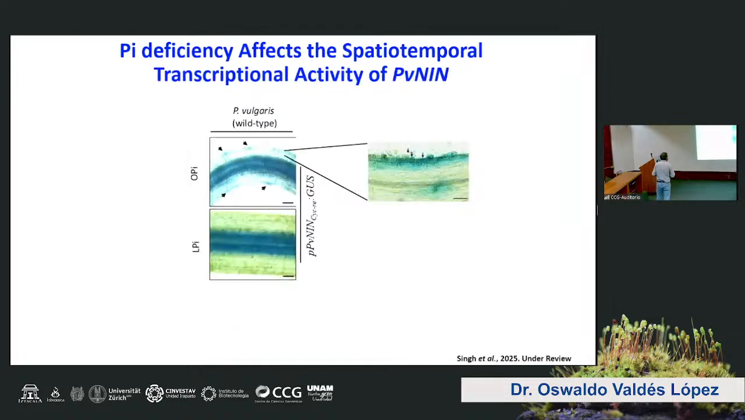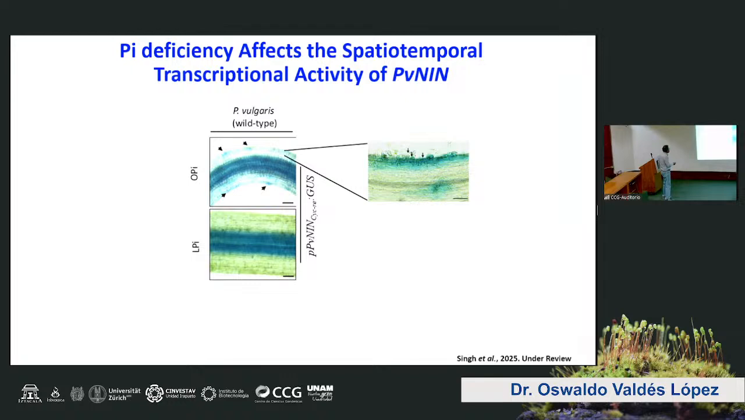So we generated a promoter fusion with GUS just to check if the spatiotemporal transcriptional activity of NIN is affected by low phosphate or not. So here we have optimal phosphate condition, low phosphate condition. This is Phaseolus vulgaris roots.